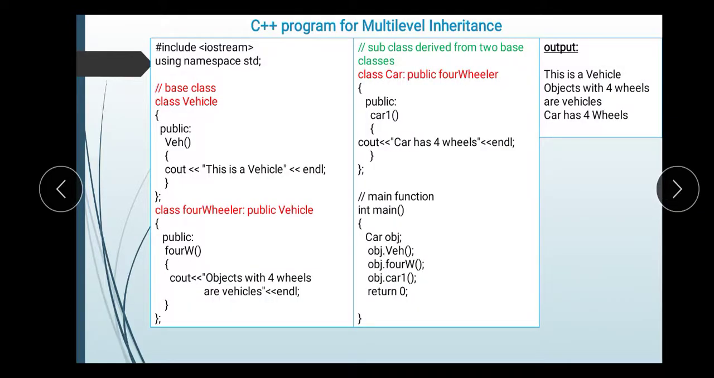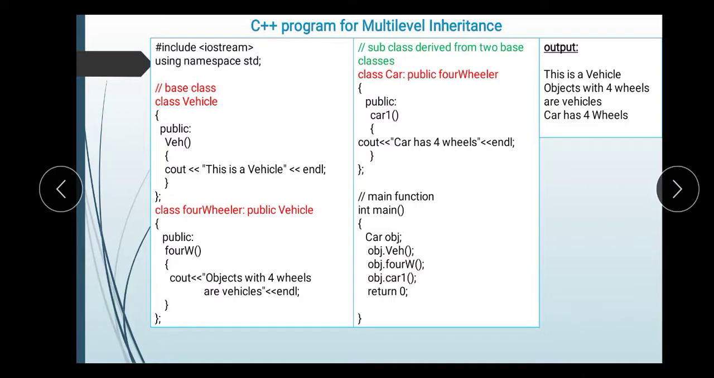Here I show you a simple program for multilevel inheritance. In this program we have a base class called Vehicle. In this Vehicle class we have just one member function, which displays "This is a vehicle". We have another class, a derived class, FourWheeler, which is derived from the Vehicle base class publicly. That means it inherits the base class Vehicle publicly. This FourWheeler derived class has one member function, which displays "Objects with four wheels are vehicles".